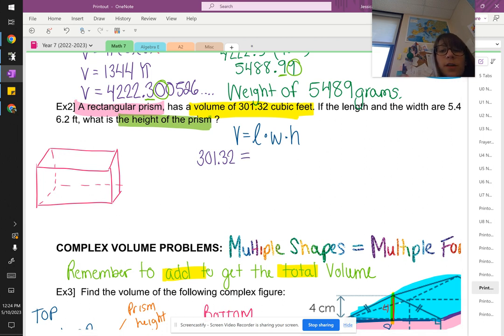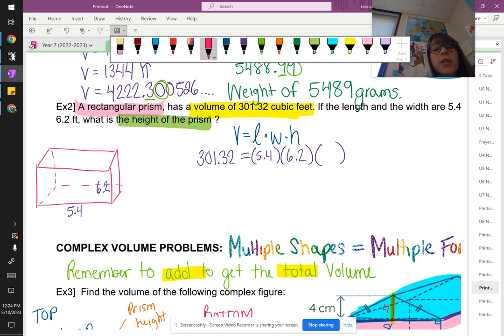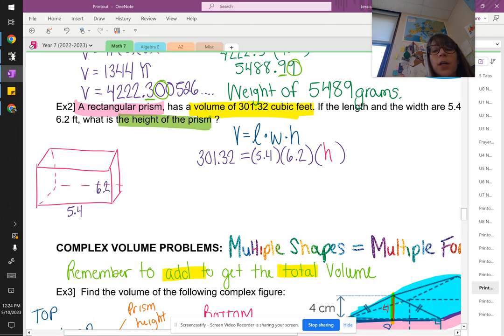The length and the width are 5.4 and 6.2. So I can even label that on my diagram if I wanted. 6.2, 5.4. So length, 5.4. Does it matter if I have the 5.4 and the 6.2 switched? It does not. What property is that? The commutative property. Good job.